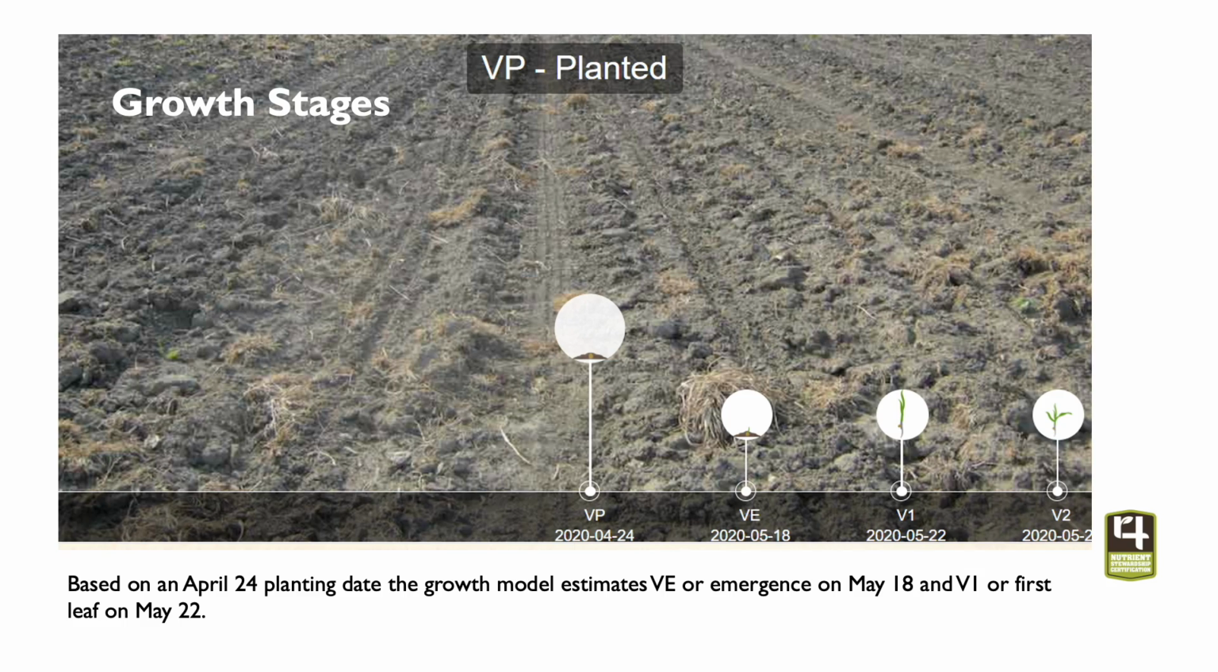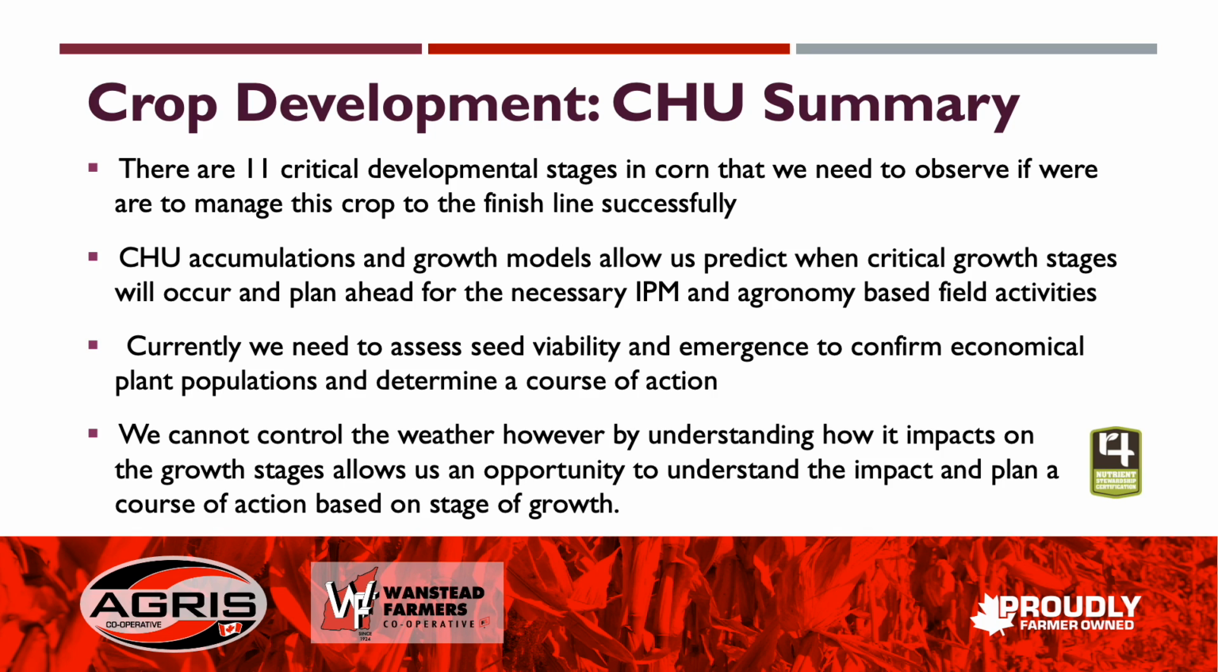So when I plug that into our growth model, we're not expecting emergence until around May 18th, and the spike stage, first true leaf on corn, somewhere around May 22nd. So we've got a little ways to go before we see corn poking through the ground. There are 11 critical development stages in corn when we need to be in the field observing to be able to have a good finish on that corn crop and manage it accordingly.